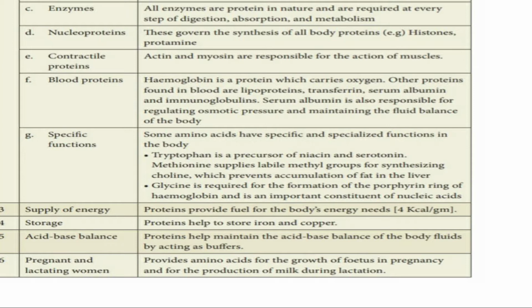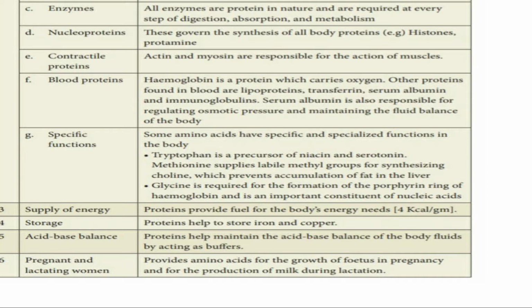Then specific functions. Some amino acids have specific and specialized functions in the body. For example, tryptophan is a precursor of niacin and serotonin. Methionine supplies labile methyl groups for synthesizing choline. So tryptophan helps in the formation of niacin and serotonin, acting as a precursor. Methionine will be supplying methyl groups for synthesizing what? For synthesizing choline, which prevents accumulation of fat in the liver. So the action of choline is preventing accumulation of fat in the liver, and for this we need a special amino acid, that is methionine.